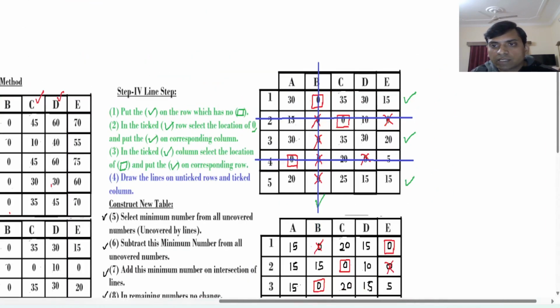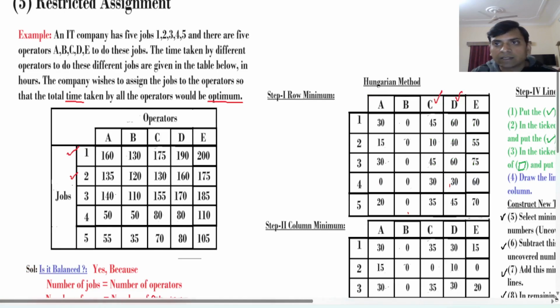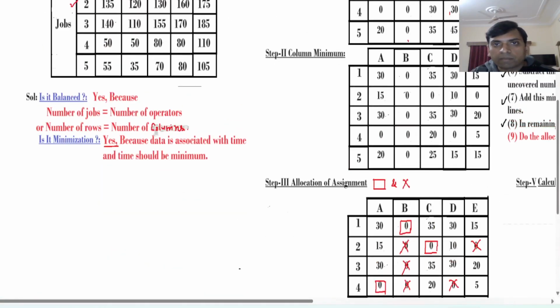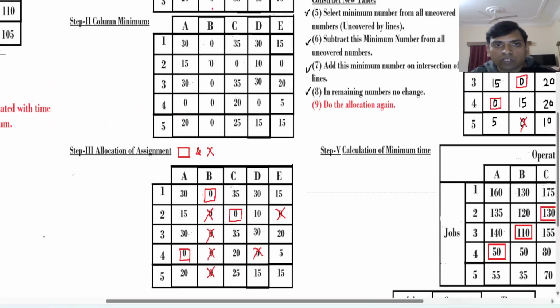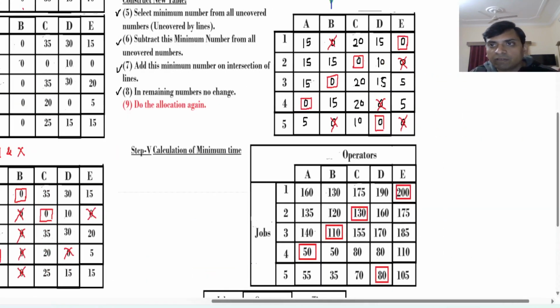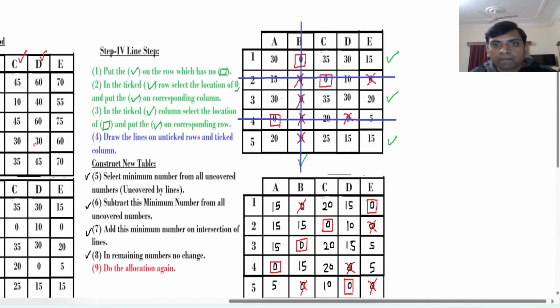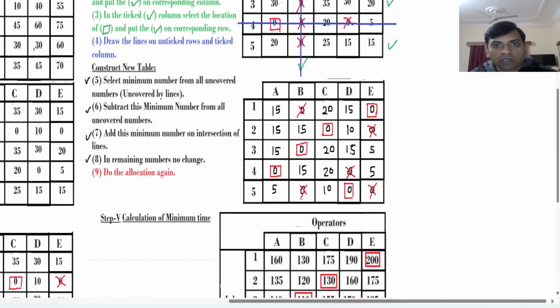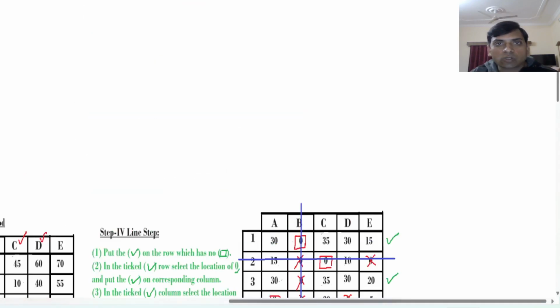So first we will do the row step, then the second task, the column step, column minimum, then we will put boxes and crosses, the allocation of the assignment, then we will follow the line step, this is the most important part, and then again boxes and crosses, then the final allocation. So I hope you understand this concept.